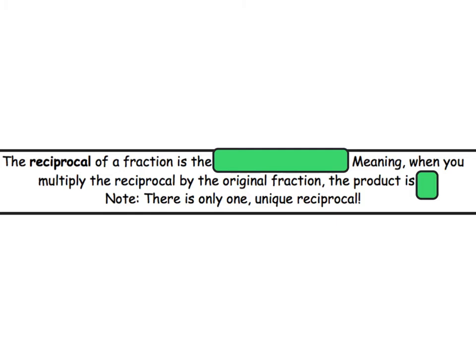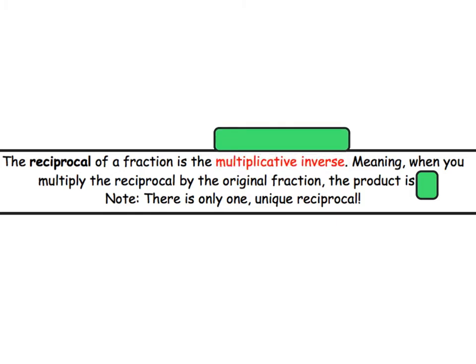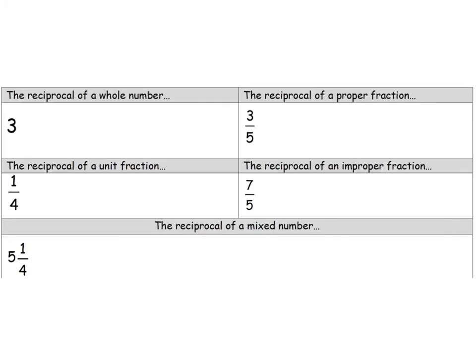The reciprocal of a fraction is the multiplicative inverse, meaning when you multiply the reciprocal by the original fraction, their product is 1. Note that there is only one unique reciprocal. We know that multiplicative inverse looks like a really big and scary word, but I promise it is super easy. So how do you find the reciprocal? It is actually incredibly easy.